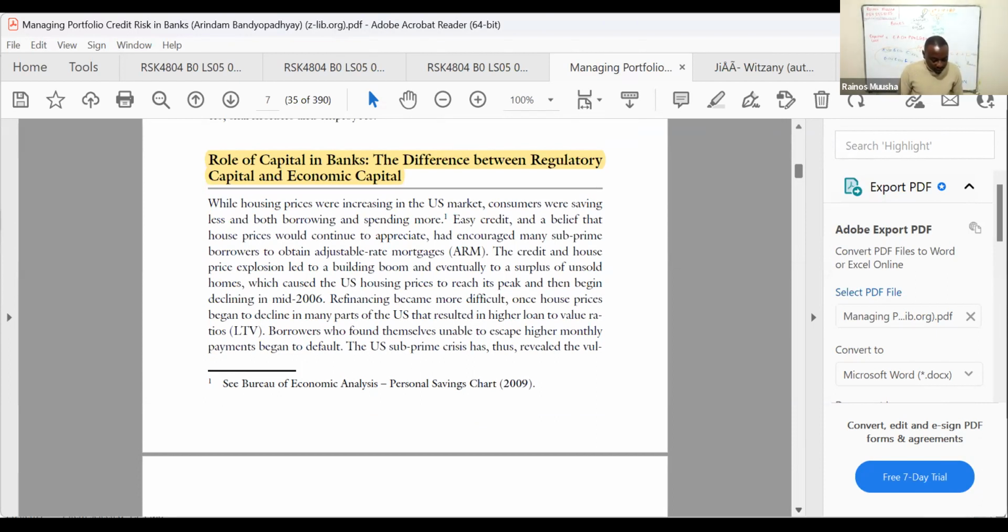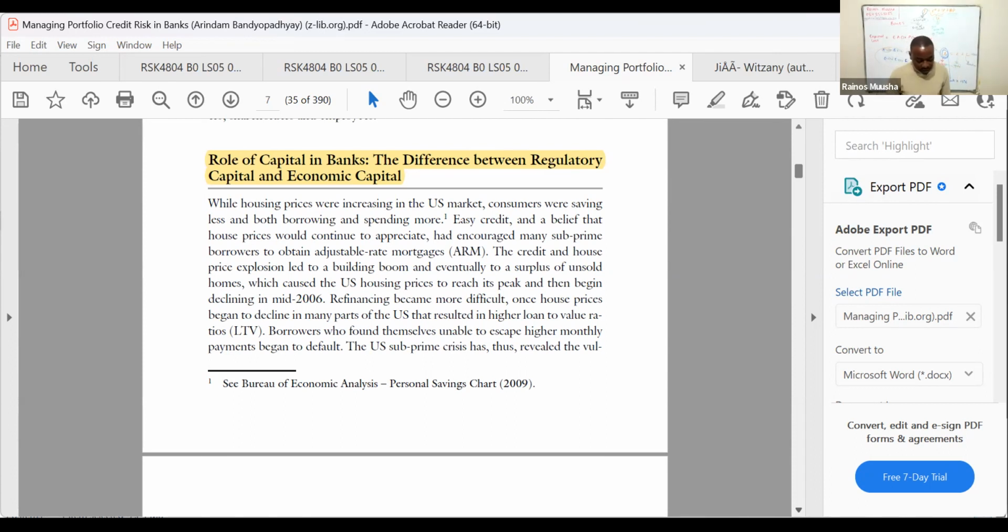They say while housing prices were increasing in the US market, consumers were saving less and both borrowing and spending more. Easy credit and the belief that house prices would continue to appreciate had encouraged many subprime borrowers to obtain adjustable rate mortgages. The credit and house price explosion led to a building boom and eventually to a surplus of unsold homes, which caused US housing prices to reach their peak and then begin declining in mid-2006.